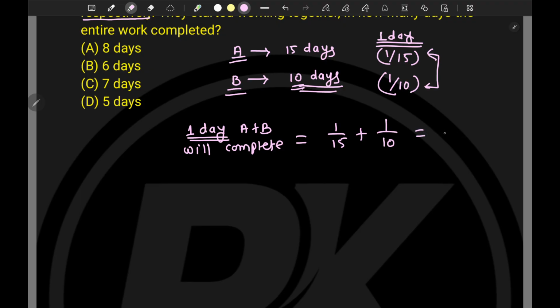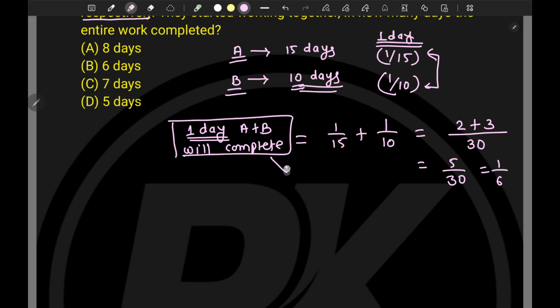So let's do it with the old school method. You can take the LCM to solve this kind of fractions. We used to use the LCM method. So what is the LCM of 15 and 10? It is 30. Then at the top, 15 twos are 30 and 10 threes are 30, and hence it will be 5 by 30, and hence it will be 1 by 6, right? So in one day A plus B will complete 1 by 6th of the work.